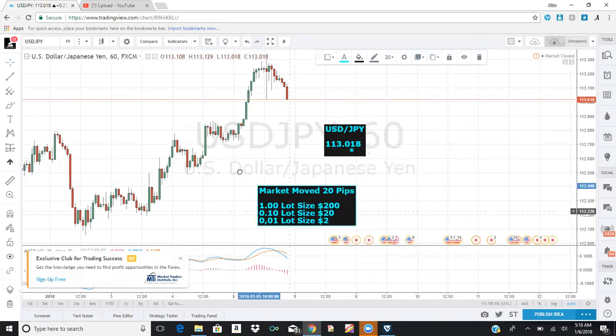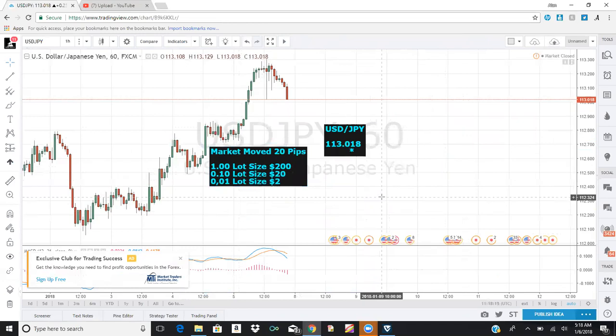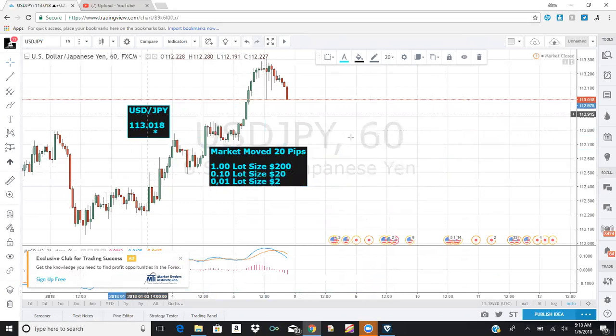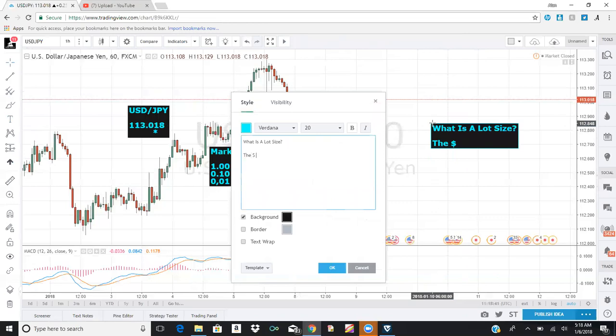Now, the way that I really look at this, and the way that I calculate lot sizes, and this is just what helped me, right? This is what was easier for me. Now, if you look at lot sizes, okay? So what is a lot size, right? A lot size is basically the dollar amount that equals a pip, right?